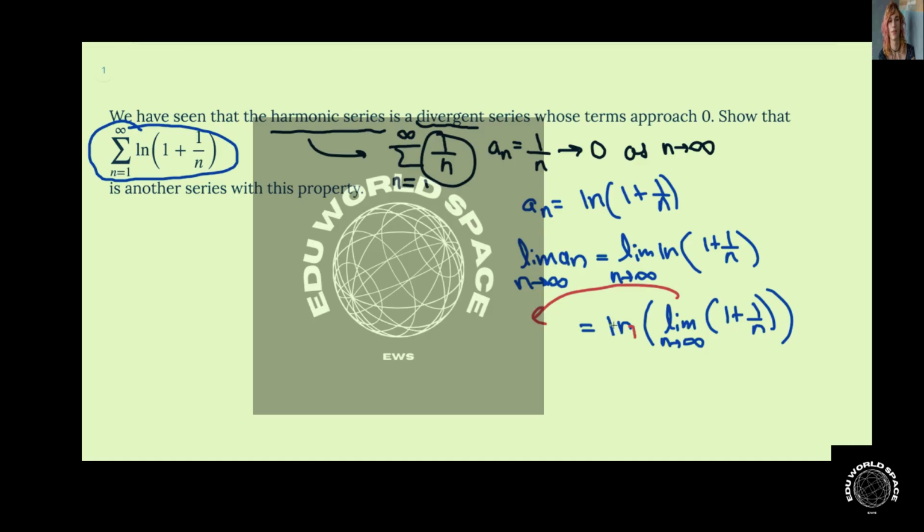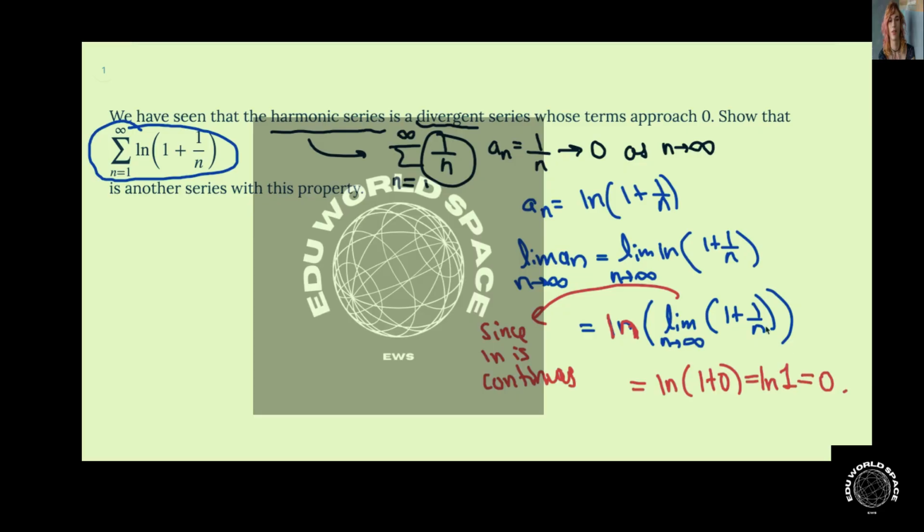The reason you can do this is because the natural log is continuous. And then we get natural log of just 1 plus 0. That's natural log of 1, and that equals 0.